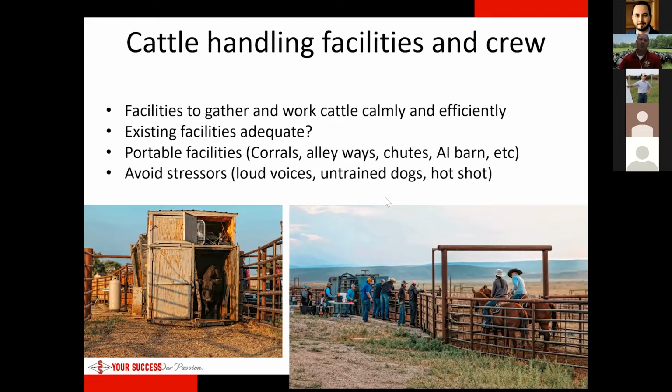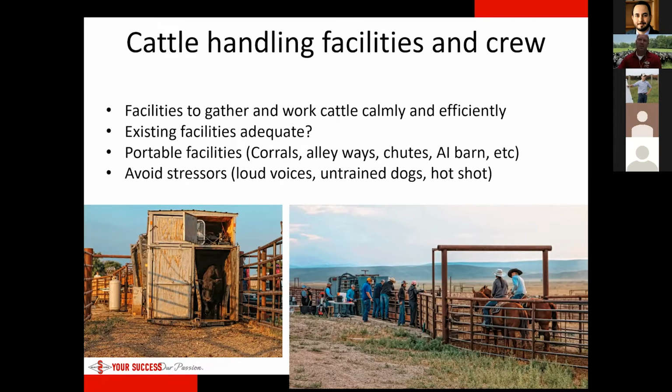There is also the opportunity to bring in portable facilities. There are a lot of portable corrals, alleyways, chutes. And at the bottom left down here, we see a portable AI barn that can be set in front of existing facilities. A lot of these are investments that either farms or ranches make, or investments that AI companies like ourselves have made to provide, to make this process a little simpler and a little bit easier.